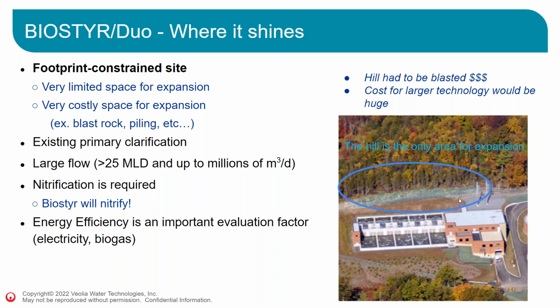This is an application that is really interesting when there's an existing primary clarification, because it does require primary clarification upstream. It's a filter. It's a process that is really good for large flow, when the flow is higher than 25 million liters per day, and there's no limitation as a max flow. It's just a question of number of cells.